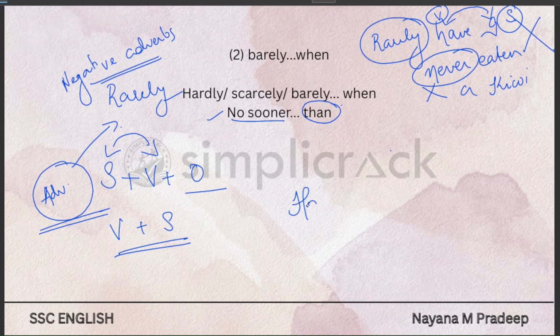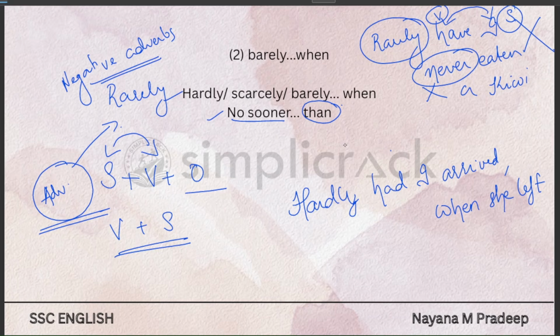For example, we say, hardly had I arrived when she left. It is not hardly I had arrived when she left. Whenever you see negative adverbs like rarely, hardly, scarcely, barely, etc., in the first position, there is an inversion of structure. The verb will come before the subject. Okay, so keep these two things in mind. Along with these negative adverbs, do not use another negative word. And when these adverbs come in the first position, make sure that there is an inversion of subject and verb positions. Okay, so that is all about this question.